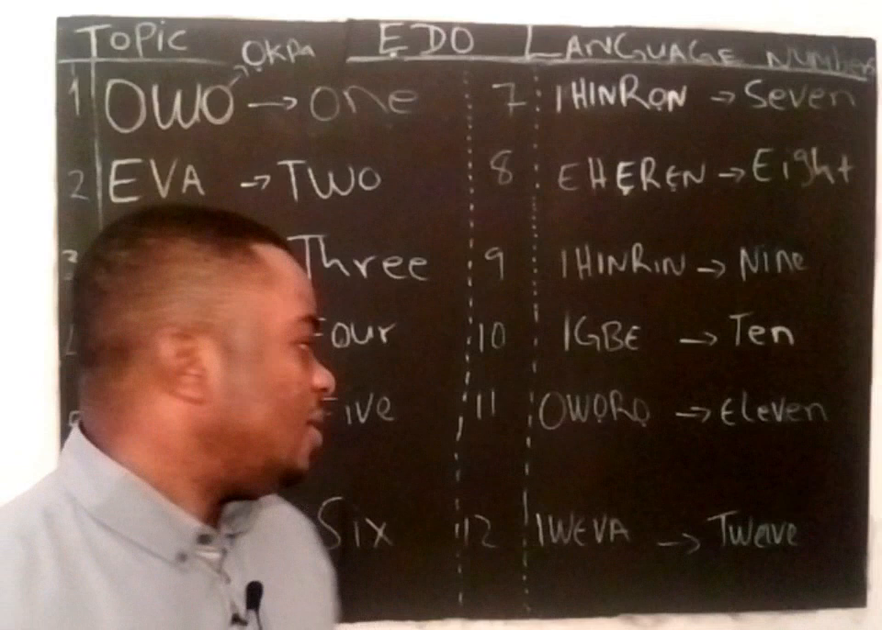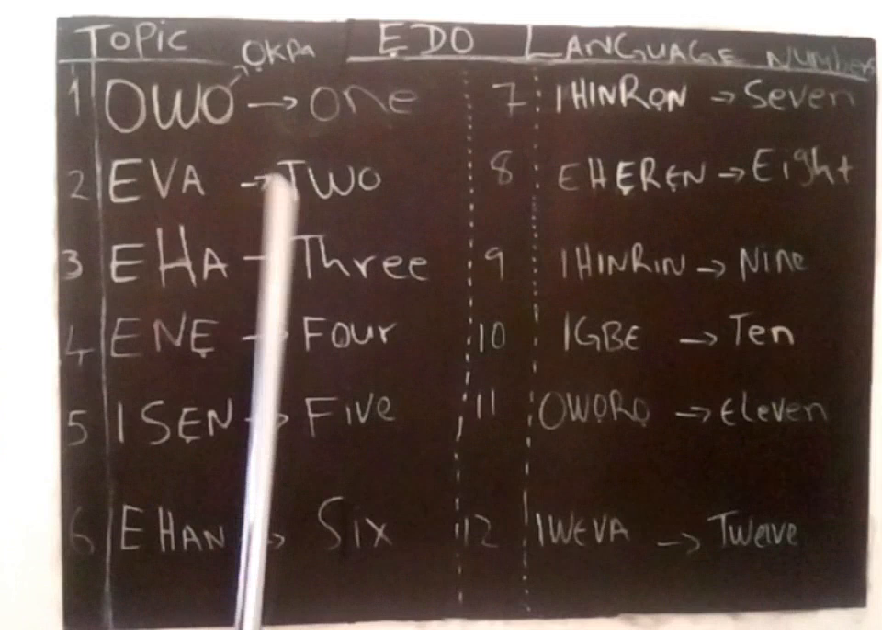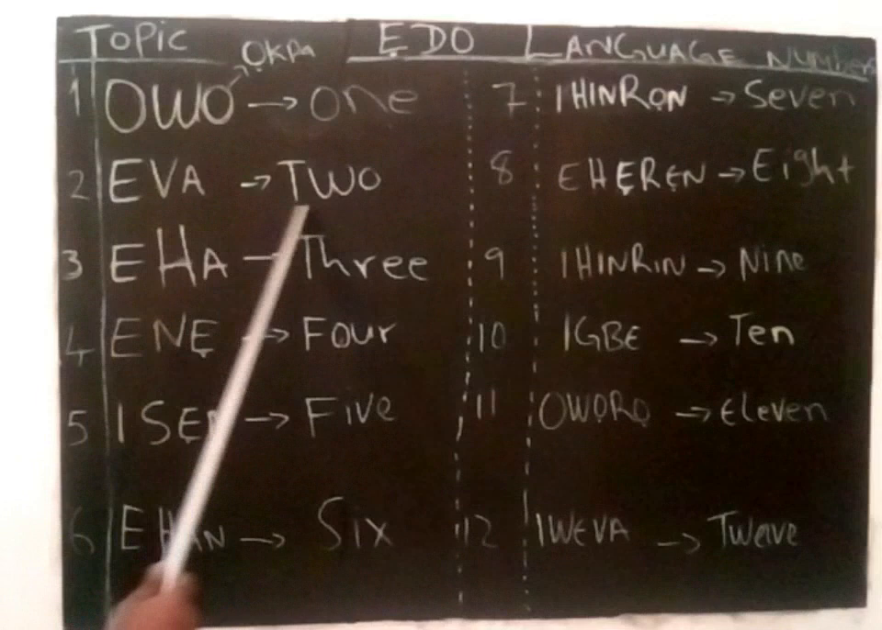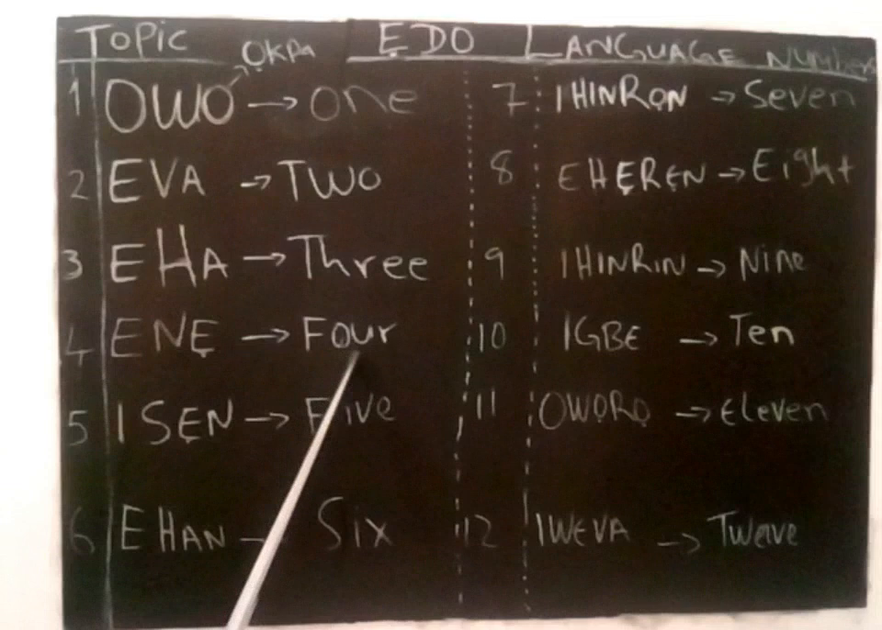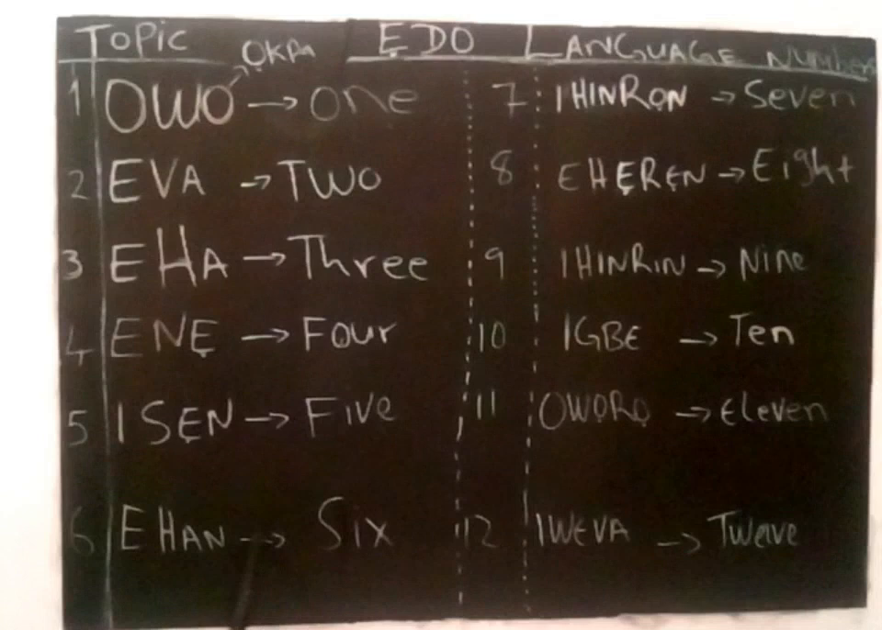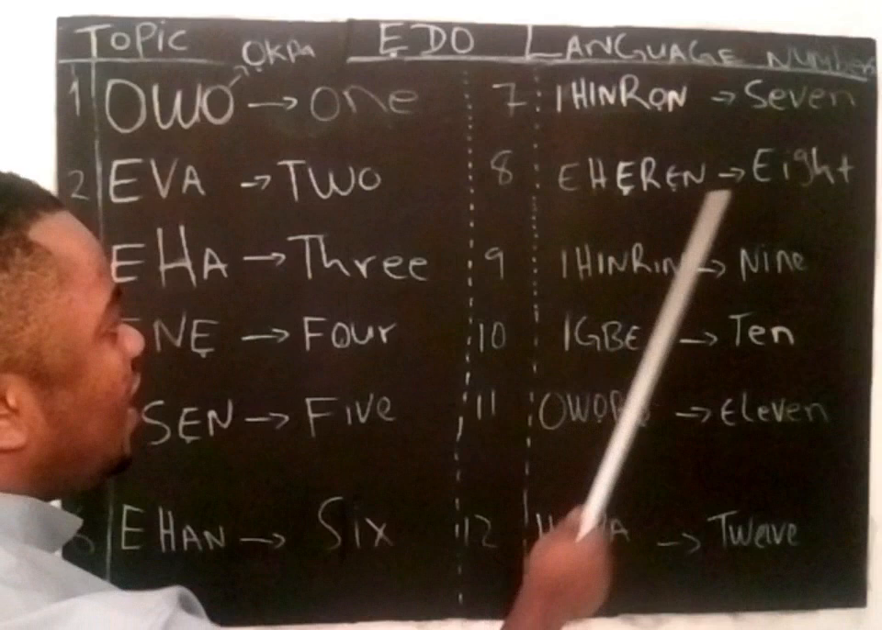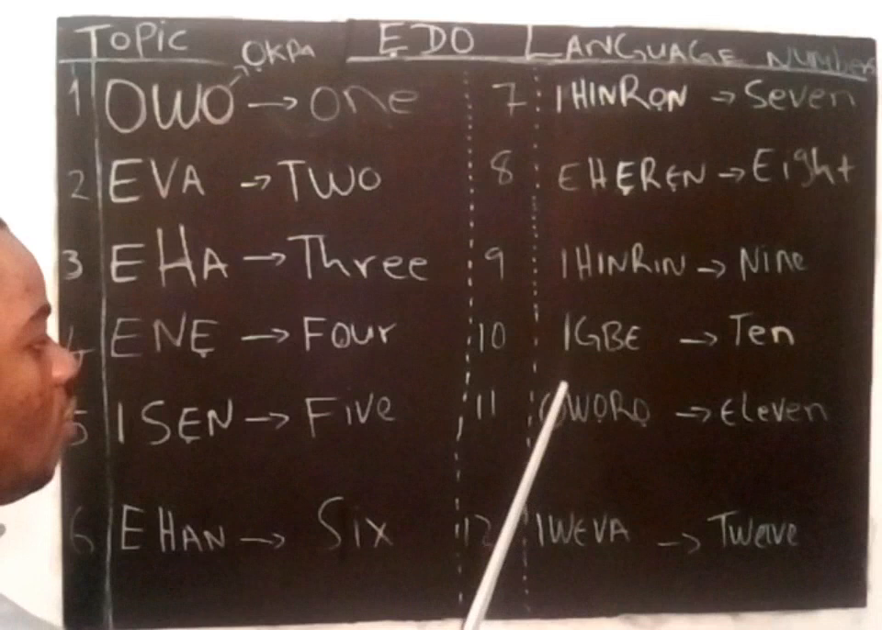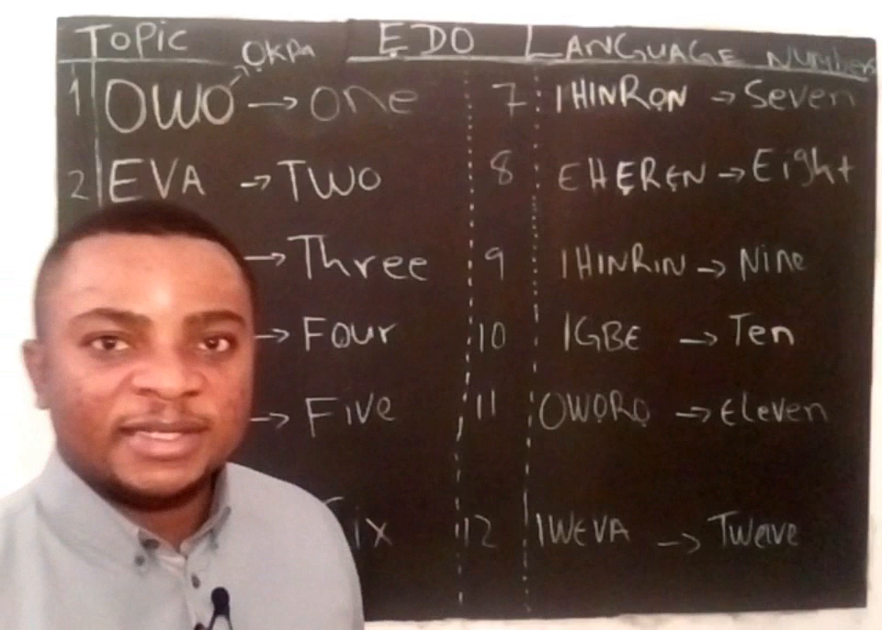So let's go back again. Let's see what we can learn again. Owo, one. Eva, two. Eha, three. Ene, four. Ise, five. Ea, six. Iyo, seven. Ehe, eight. Irihi, nine. Igbe, ten. Uwaro, 11. Iweva, 12. Yes, that is how it is, guys.